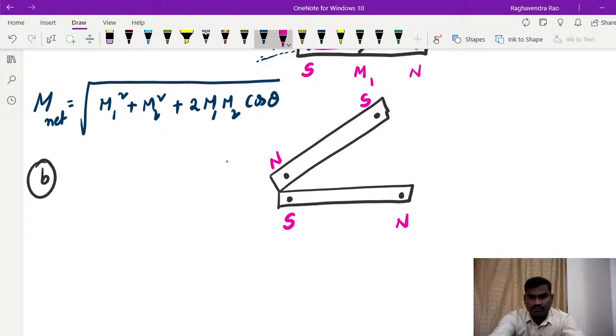Now the magnetic moment of this part is M1. We can take this as M1 and this as M2, which is directed from south to north in this direction. Now this is directed like this.